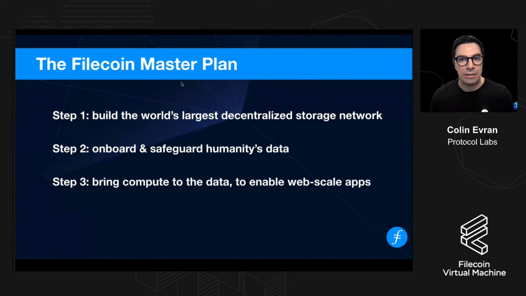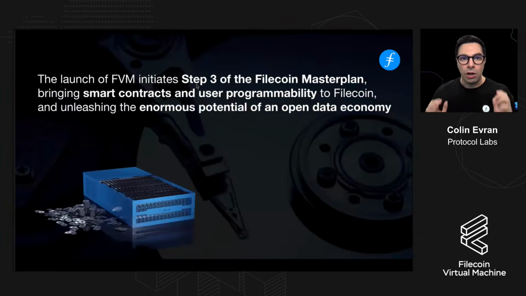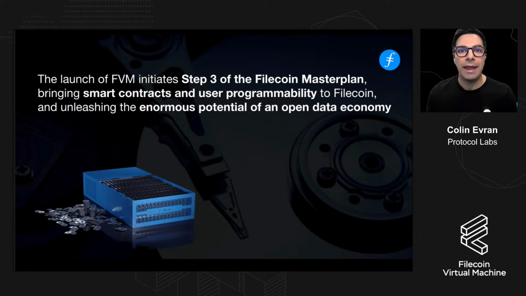Now, there was a three-step master plan for Filecoin to execute on that overall objective. And that was around step 1, building the world's largest decentralized storage network. Step 2, onboarding and safeguarding humanity's data. And step 3, bringing compute to that data to enable web scale applications. The launch of FVM today really initiates step 3 of the Filecoin master plan, bringing smart contracts and user programmability to Filecoin and unleashing the enormous potential of an open data economy.